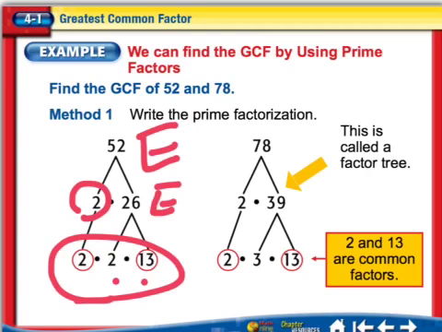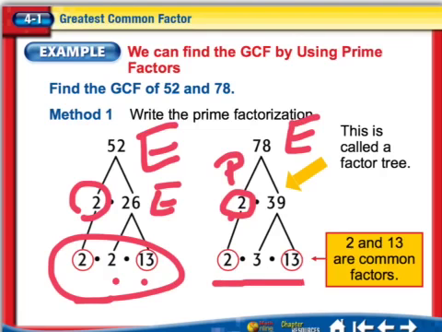We'll do the same thing for 78. You'll notice that it's also even, so we know it must be divisible by 2. 2 is prime. So we've got 2 times 39. 39 isn't prime, so we must continue to factor it. We're going to start with our next prime number, which is 3. So we've got 3 times 13. So the prime factors for 78 are 2 times 3 times 13.